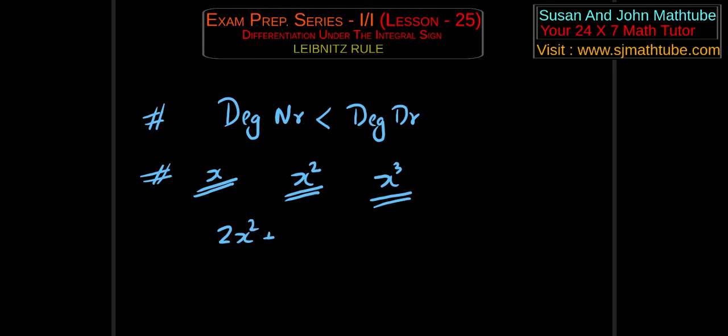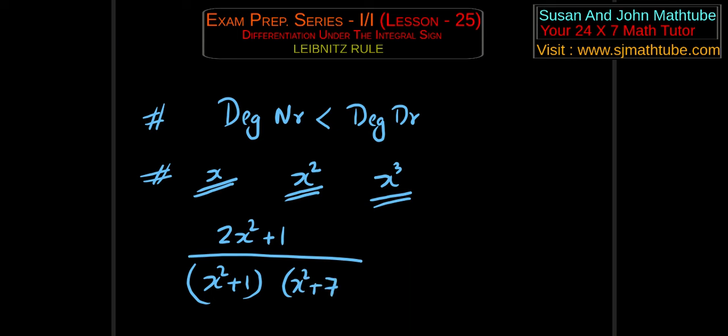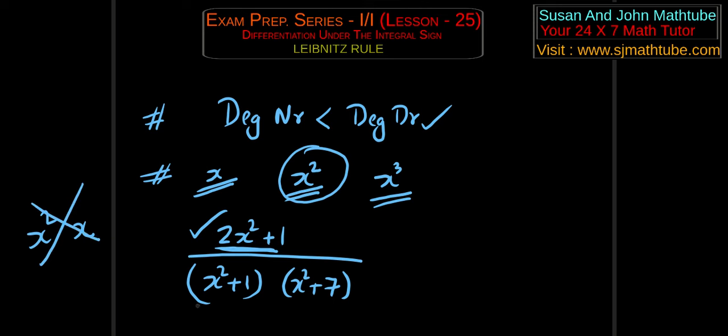2x square plus 1 by x square plus 1 times x square plus 7. The degree of the numerator is 2, degree of the denominator is 4. Okay, first condition satisfied. Second condition, look at this. This is completely in x square. It's not a mixture of x square and x. This is not allowed. This is completely in x square. So this is valid for our trick.